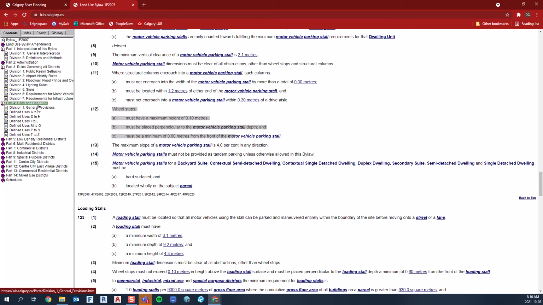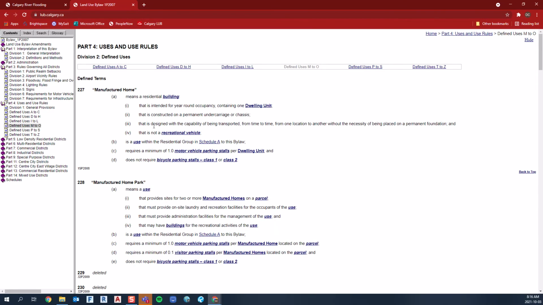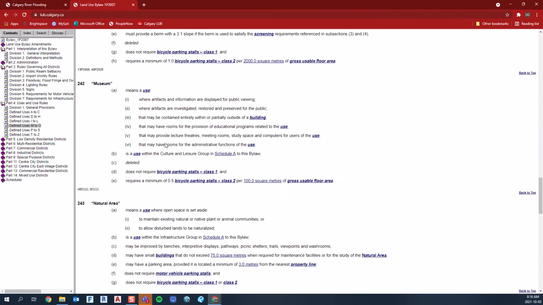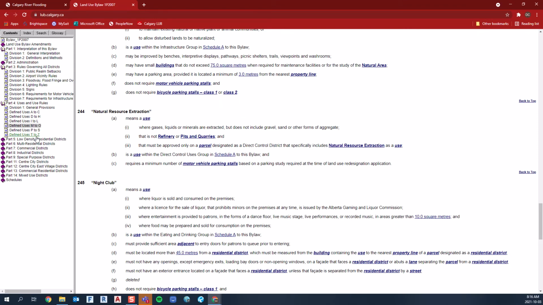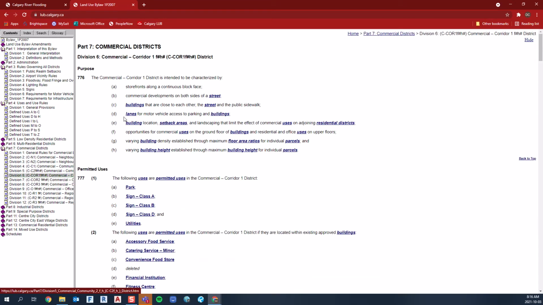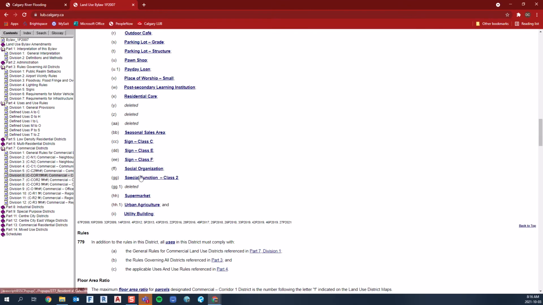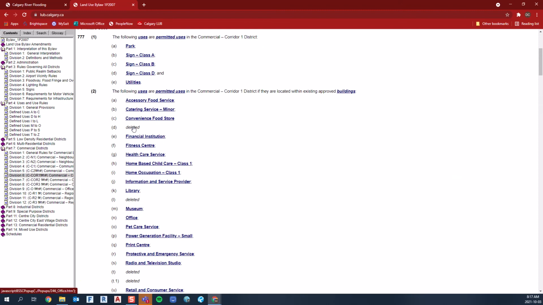Uses and rules. Okay, so you know all the different types of uses in your project. If you have office or whatever, you always have to read about what it is and see if there are any special requirements for it. And then I'm going to skip over to commercial districts here. This is no different than the residential ones. You have, say, your C-Core 1, and it gives you all the information of what has to be done or what can be built in C-Core 1, for example.